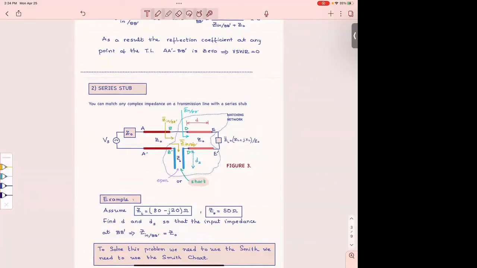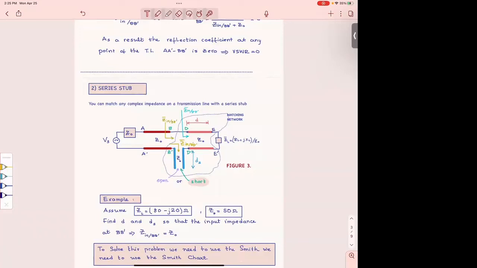Okay? Any questions? Yes. So because it's consistent, to the left of PP prime the reflection is 0. Yes. The reflection represents the mismatch of the load to the characteristic impedance. So if the load is not matched, then you have a reflection. And usually to find the reflection coefficient at that point.